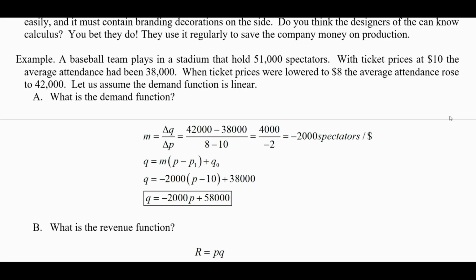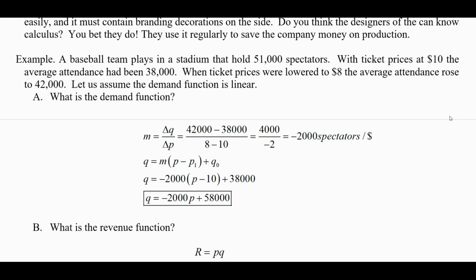Here's another example. A baseball team plays in a stadium that holds 51,000 spectators. With ticket prices at $10, the average attendance has been 38,000. When ticket prices were lowered to $8, the average attendance rose to 42,000. Let's assume the demand function is linear. What is the demand function?